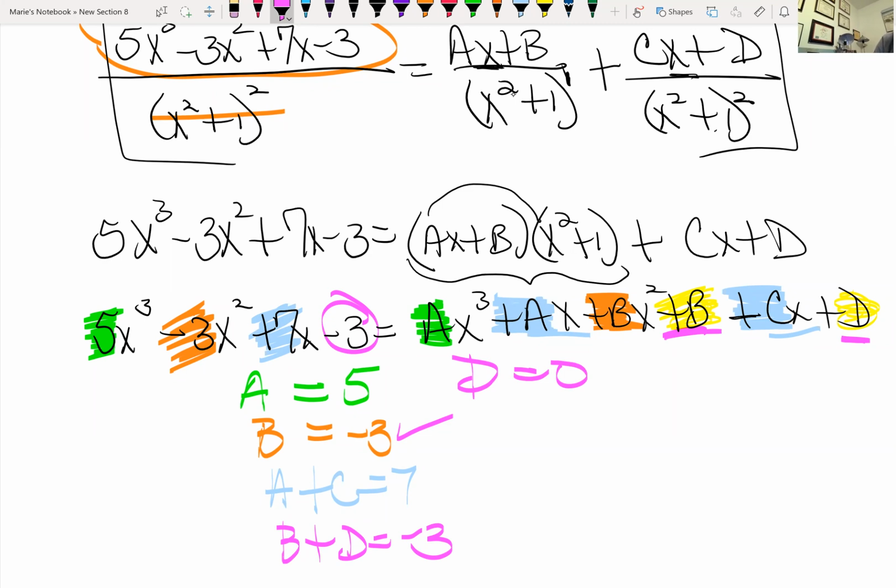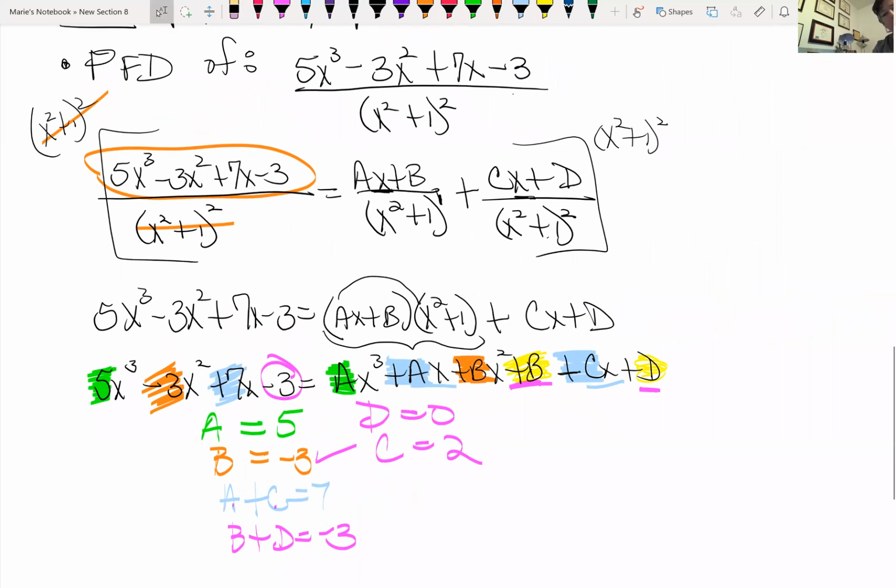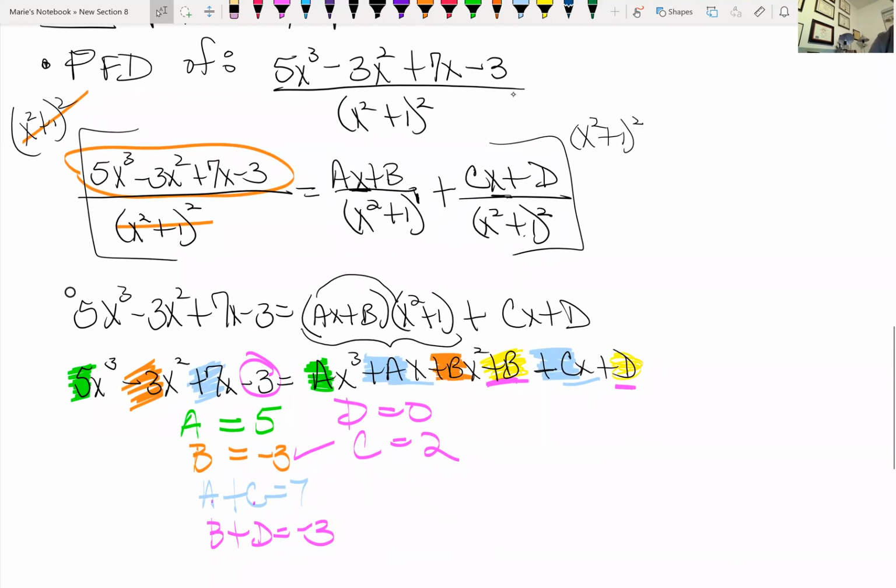If a is 5, 5 plus 2 is 7. I know that c is equal to 2. Done. Now we just fill it in and we'll be done shortly.